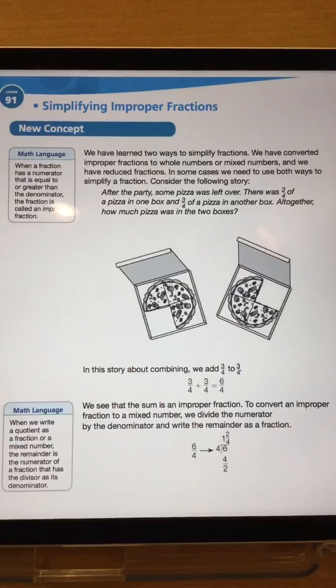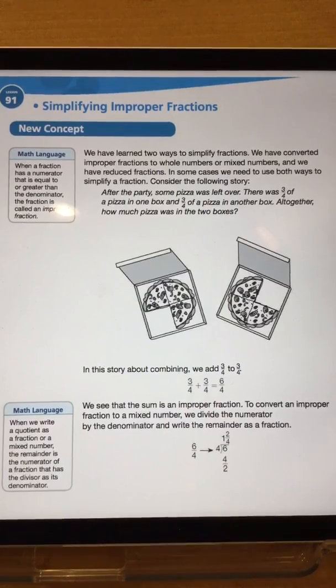All right, so we have already learned two ways to simplify fractions. We convert our improper fractions into whole numbers or into mixed numbers. An improper fraction is when the number at the top is larger than the number on the bottom. The numerator is larger than the denominator.